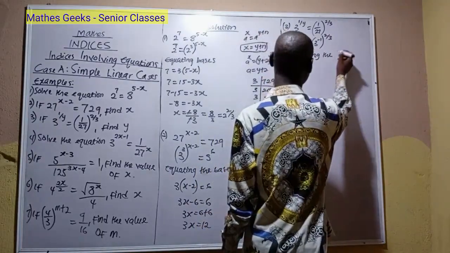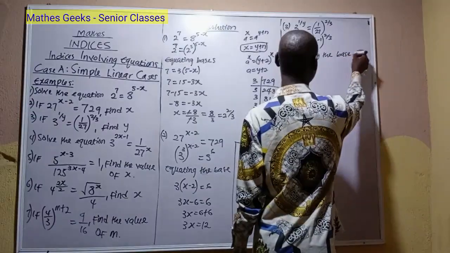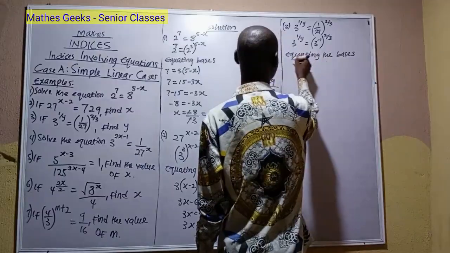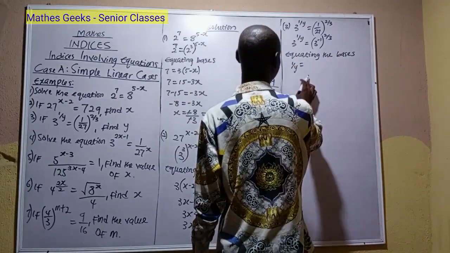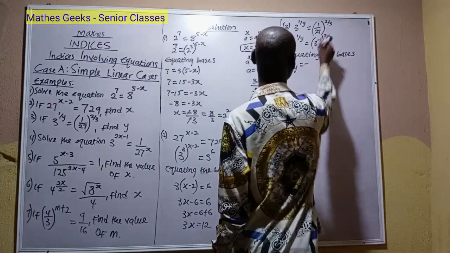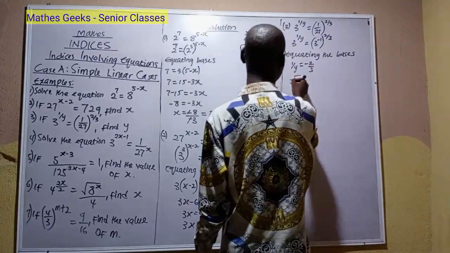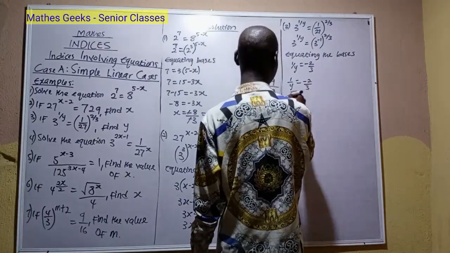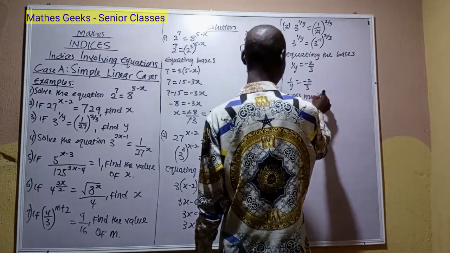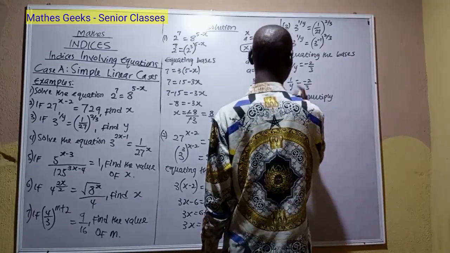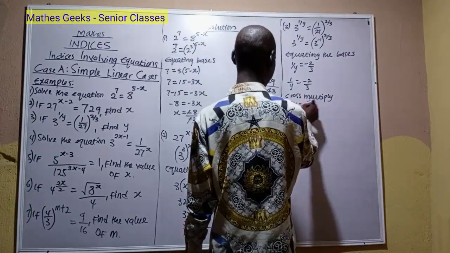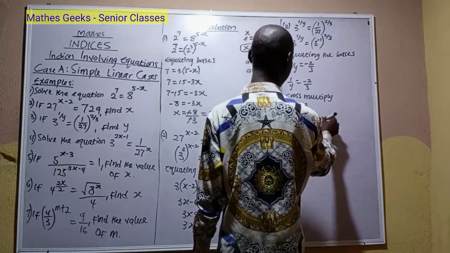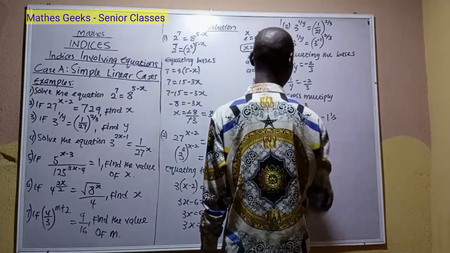the bases. Equating the bases, we have 1 over y is equal to minus 2 over 3. Cross multiply. So minus 2y is equal to 3, and y is equal to minus 3 over 2, which is equal to minus 1 and 1 over 2.